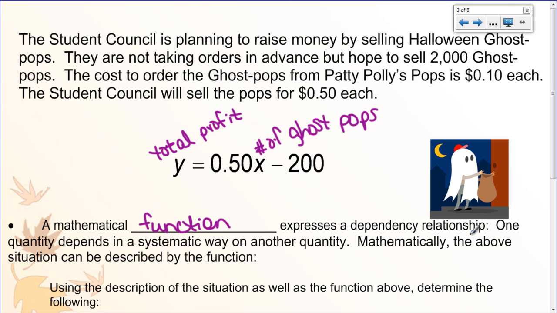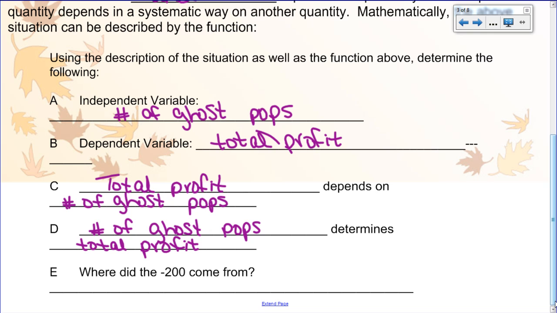Well, if they have to subtract 200 from it, my guess would be that's how much money they spent on ghost pops to begin with. So that $200 is the money that they spent up front. That's how much money they spent to buy the ghost pops. They had to pay for them first since they didn't sell ahead of time. That's how much money they spent up front for the ghost pops, and so they have to subtract that from their profit, because we have to put that $200 back because they've already spent it. So that's how much money they spent up front to buy them.